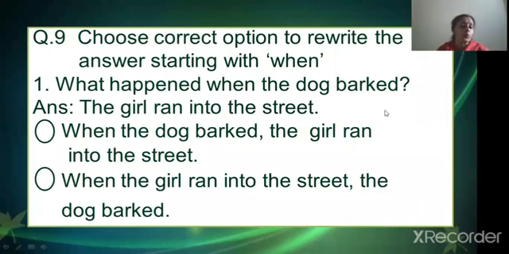So the options are, when the dog barked, the girl ran into the street. When the girl ran into the street, the dog barked. Which is the correct one? What are they asking? What happened when the dog barked? Right? The sentence has to start with, when the dog barked, the girl ran into the street. So the first option is the correct one. Correct? Yes, children, got it? Let's see one more example.